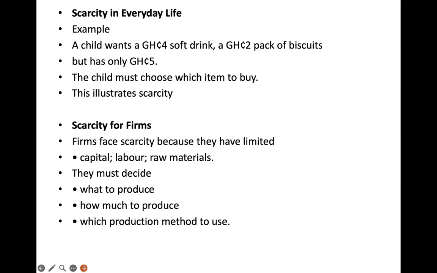So let's discuss this. Why can't firms produce unlimited quantity of goods? Why can't businesses produce unlimited quantity of goods? Go to the chat section and type it. Why can't firms produce unlimited quantity of goods?